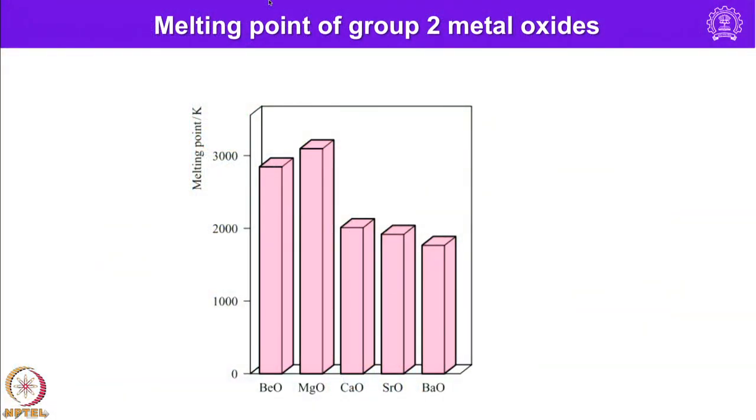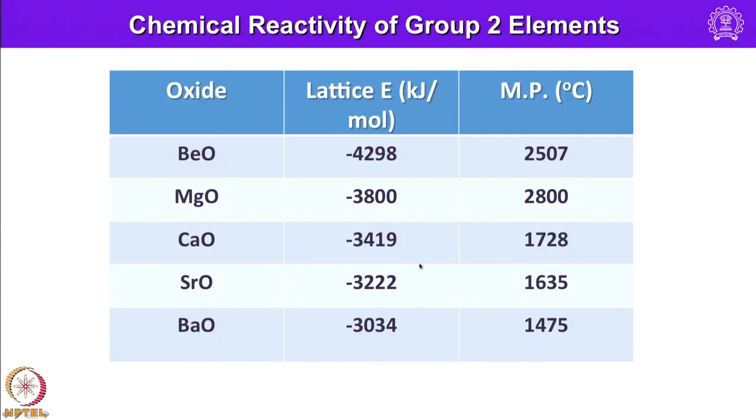Of course, melting points I have shown here in this slide, you can see the trends. Melting point is a little higher in case of magnesium oxide and steadily decreases down the group. And you can see here I have given the lattice energy and the melting point. So, they complement each other. Beryllium oxide with very high lattice energy of 4298 shows highest melting point, and as the lattice energy decreases, one can expect the decrease in the melting point as well. So, those trends are very clear and that can be seen from this table here.